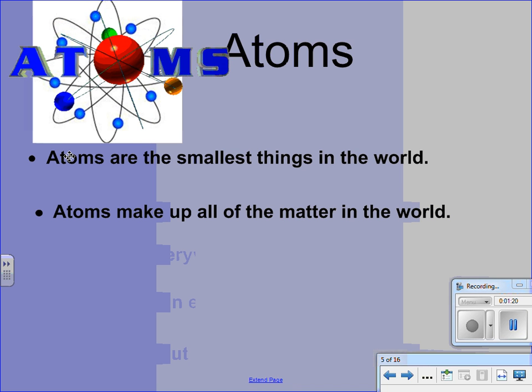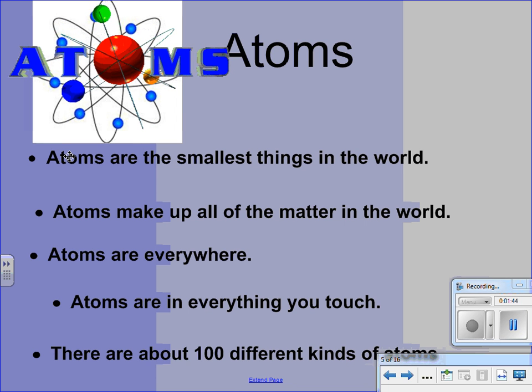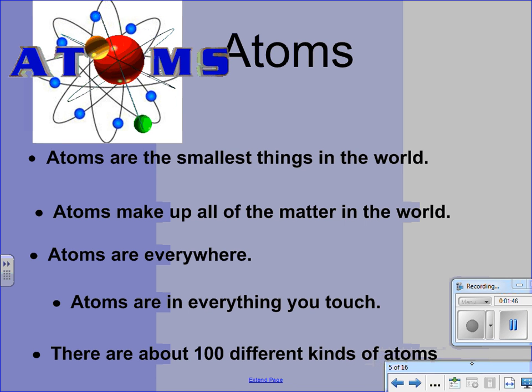Atoms make up all the matter in the world. Everything that you can see and that you can touch is made up of atoms. Atoms are everywhere. Think of our song, the Atoms song. Atoms are in everything that you touch. So again, we said if it takes up space and it has weight, it's matter, and matter is made up of atoms. And we talked about the fact that there are about 100 different kinds of atoms.